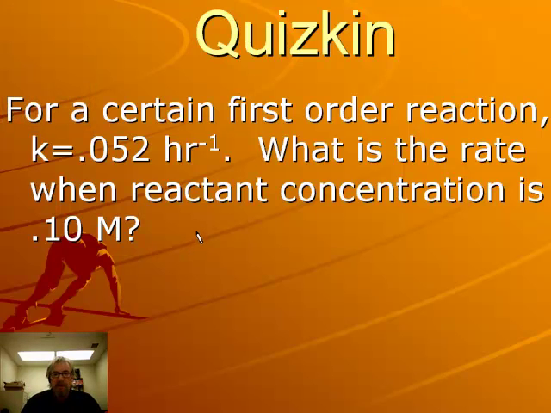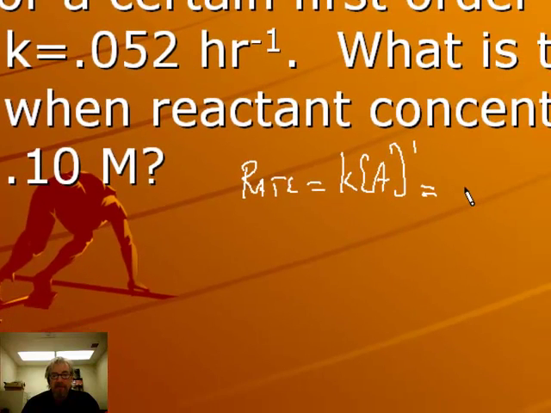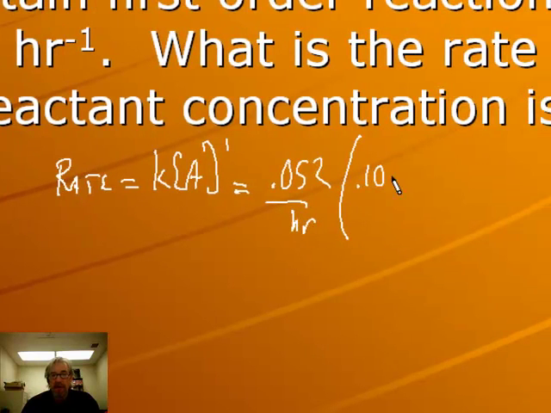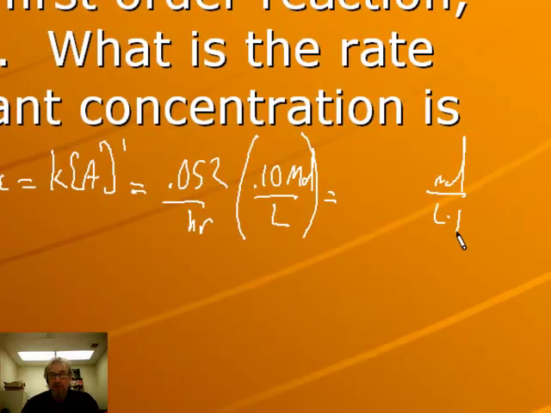Well, this is a first order reaction, so the differential rate law is rate equals K times concentration of A to the 1. So K is 0.052 per hour, and my concentration of A here is 0.10 molar, and I'm raising that to the 1 power, so molar is moles per liter. My units are going to be moles per liter per hour, and when I multiply these two together I get 0.0052.